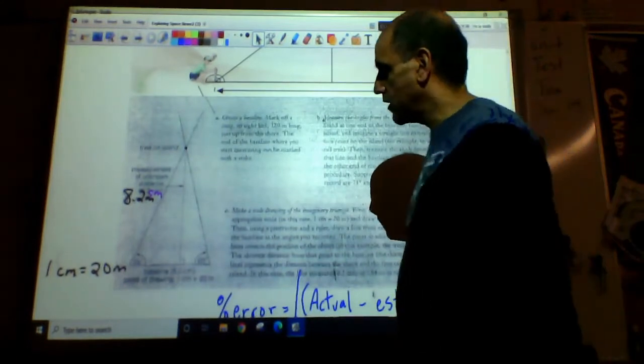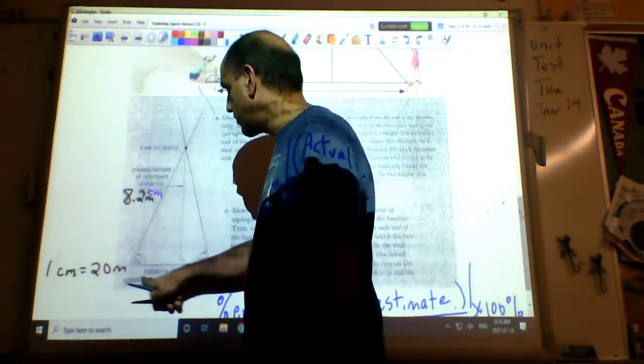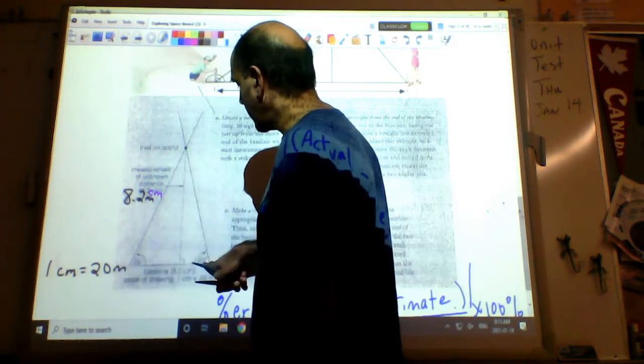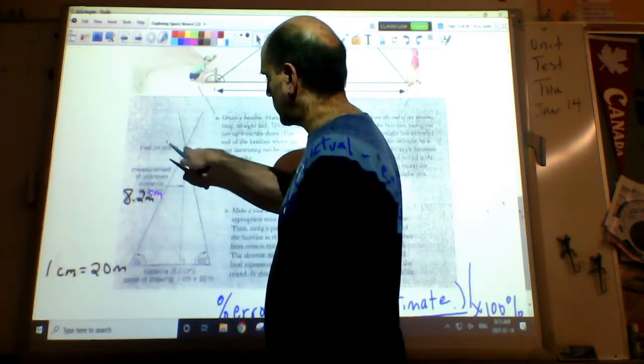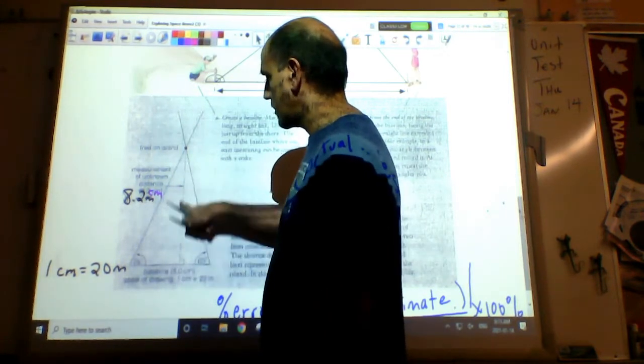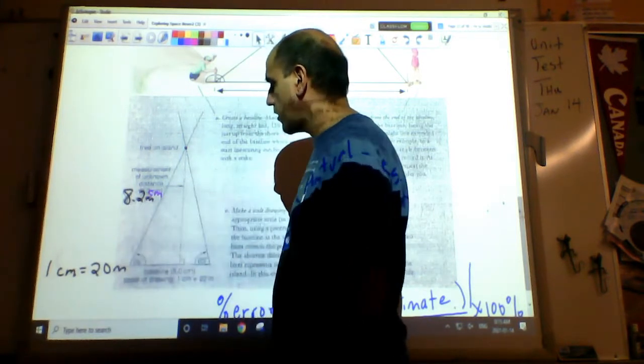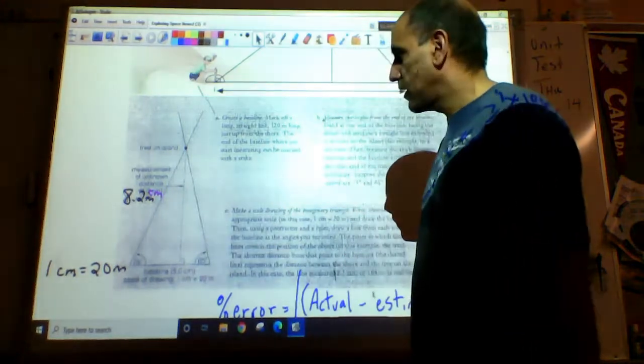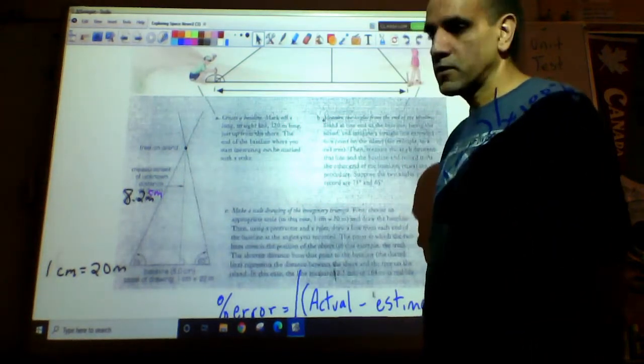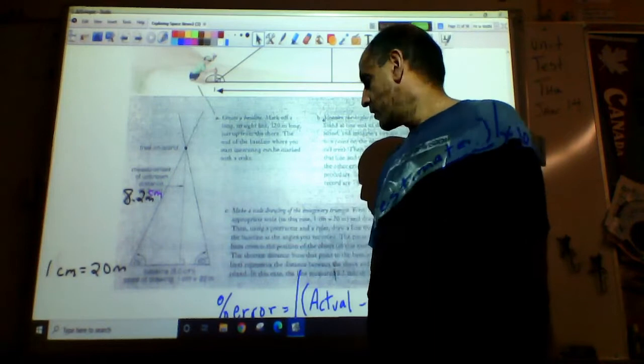For their scale diagram, 1 centimeter is 20 meters. They make their two angles and draw their triangle, and there's the tree. They measure this, and it's 8.2 centimeters. Every 1 centimeter is 20 meters, so they multiply by 20 to find out that it is 164 meters away, and they can swim that.